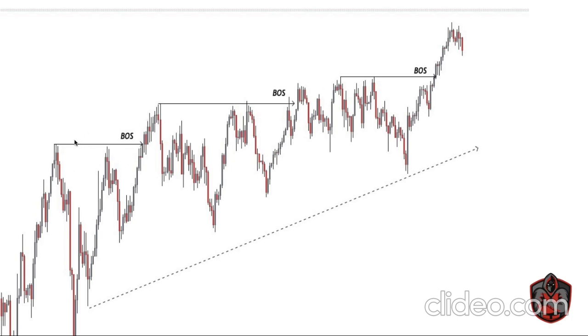So this is just identifying break of structures, which shows continuation in trend. But once price closes below this low over here, that's identified as a break of structure, which signals a trend reversal.